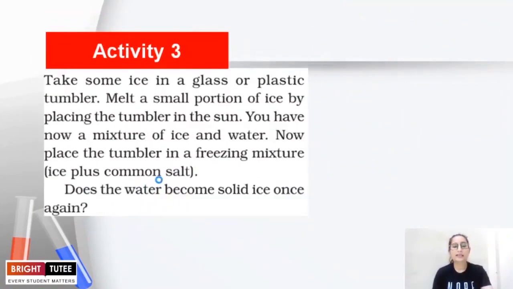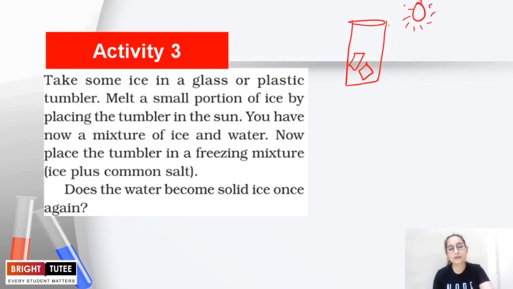Activity 3. Take some ice in a glass or plastic tumbler. You have to take some ice in a glass or plastic tumbler, right? You have taken some ice into it. Now melt a small portion of ice by placing the tumbler in the sun. You have to place it under the sun, right? Now place the tumbler in the freezing mixture, basically, right? Ice plus common salt. Does the water become solid once again? You basically have to put it in a freezer, you can say.